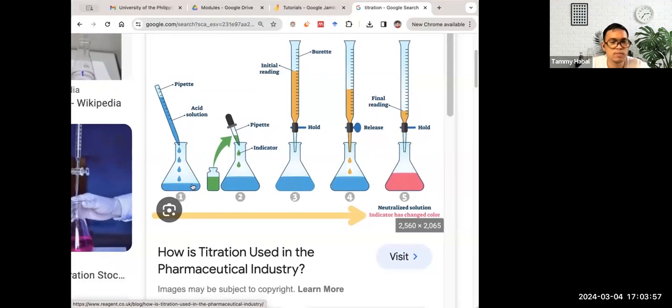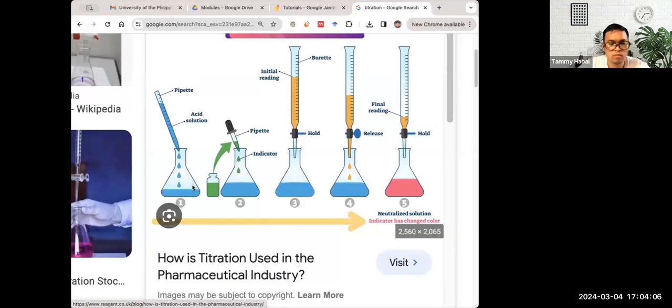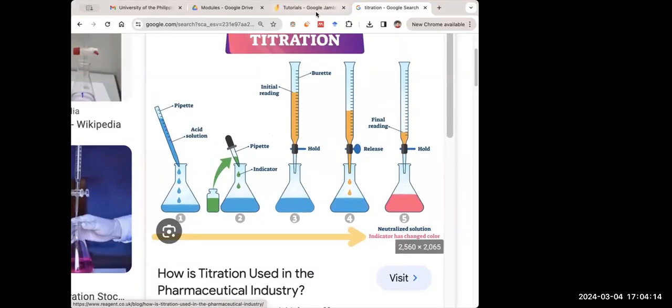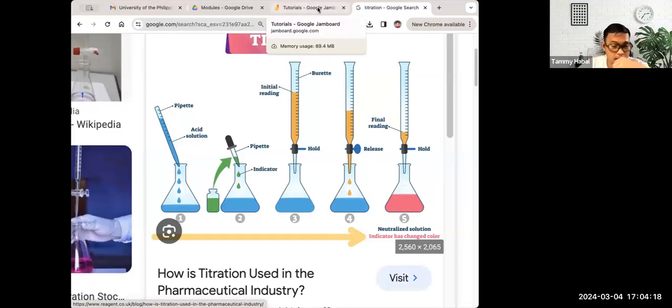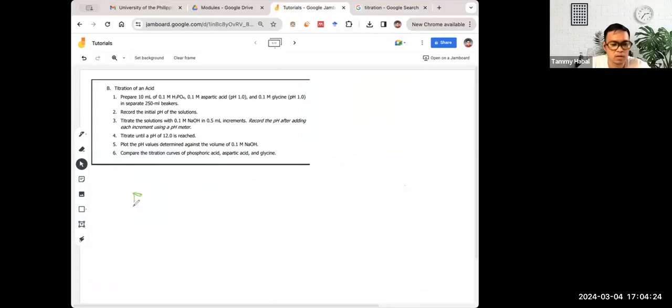This is your flask, right? What do you call this flask? Volumetric? No. What's the difference of a volumetric from an Erlenmeyer flask? Volumetric, you just use it to measure, right? Yes. Well, okay. Which of the following is a volumetric flask?